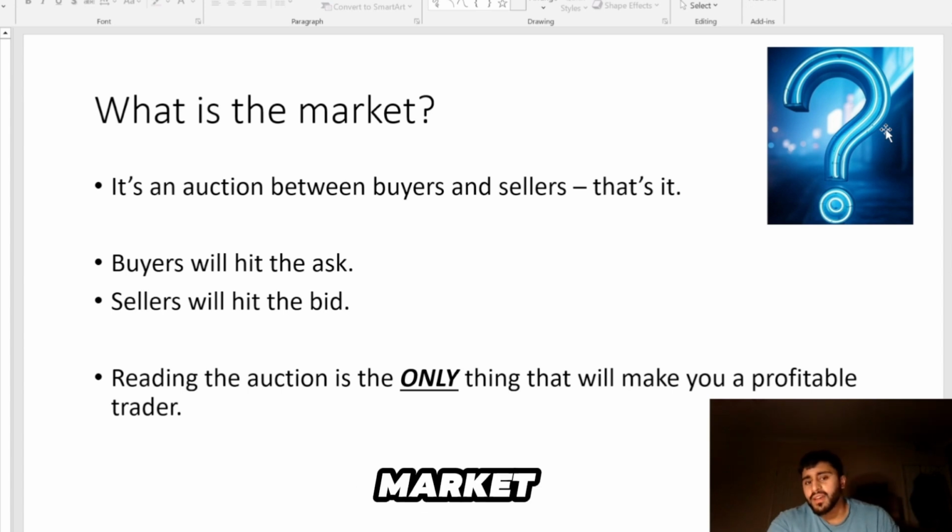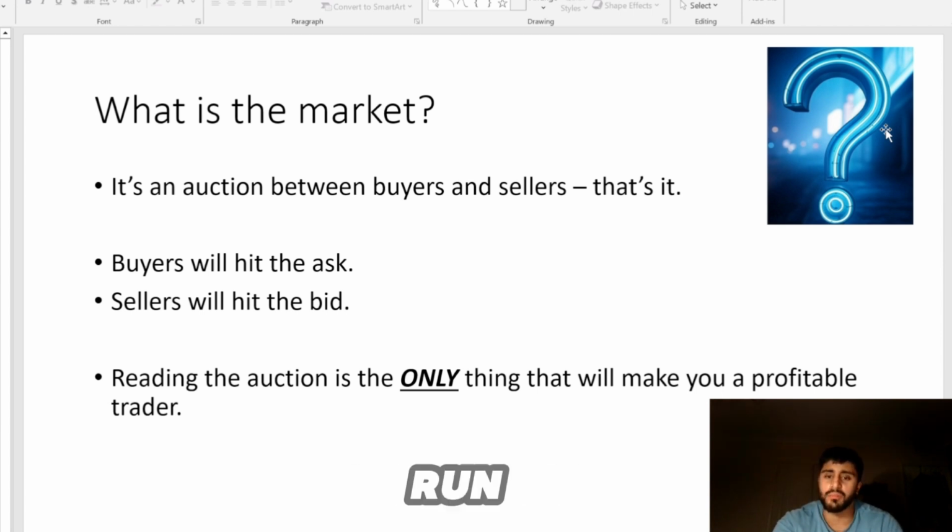So what is the market? It's important to understand this. I'm going to quickly go over this. So the market is only an auction. It is not an algorithm. It is not a bot. It is not run by AI.